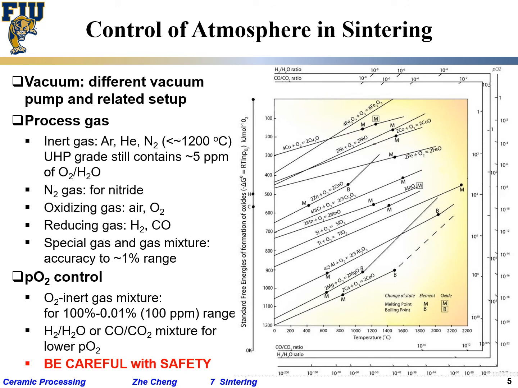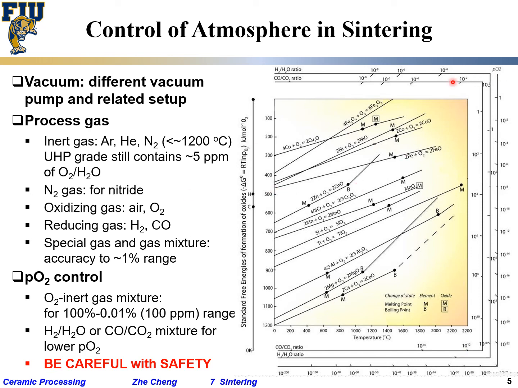Okay, and here we are looking at the control atmosphere in sintering. What we plot here is a so-called Ellingham diagram. If you forget, I would ask you to go back to your materials engineering class, which essentially tells you different metals, under what temperature and under what partial pressure of oxygen, would start to oxidize.